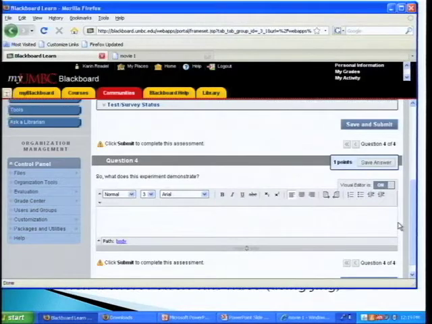Everything else is a thought question. It's not going to be graded. And then I ask them to think about, they can use the book, they can discuss on their own, what does this experiment demonstrate?